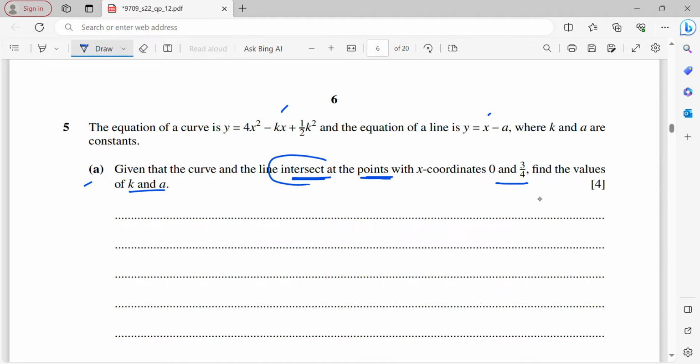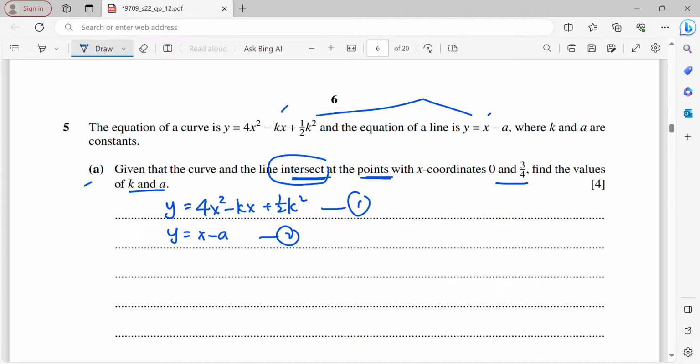So since they are intersecting, it means that you have to solve these two simultaneous equations. First is a quadratic curve. This is the first equation. Then it is a straight line. To solve the simultaneous equations, I can substitute first into second, which means I'm getting 4x squared minus kx plus half k squared equals x minus a.